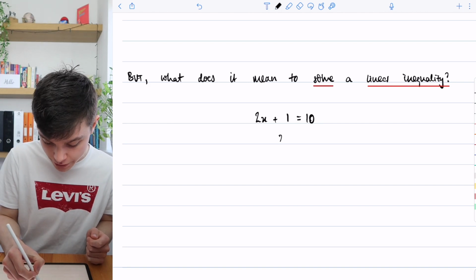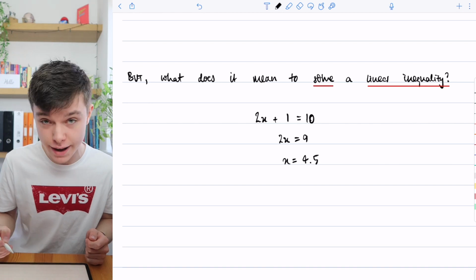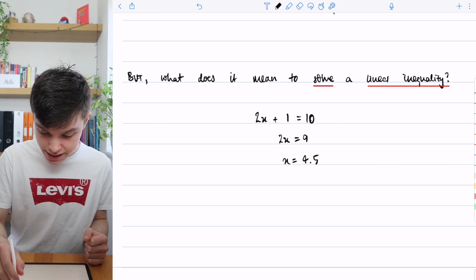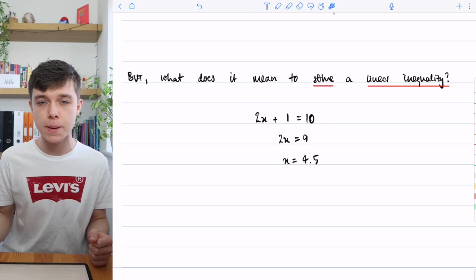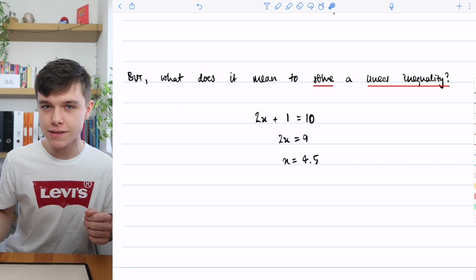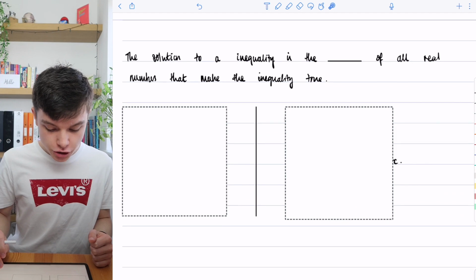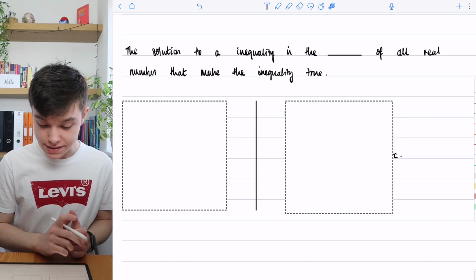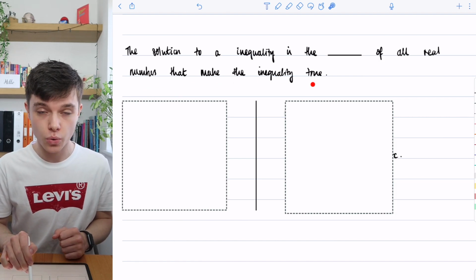Well, we can solve that. We can say 2x is 9, so x is 4.5, or 9 over 2. We can see then, if we substitute 9 over 2 into there, we're going to get 10 on both sides. So we understand what it means to solve a linear equation, but what does it mean to solve a linear inequality? Well, the solution to a linear inequality is the something of all real numbers that makes the inequality true.